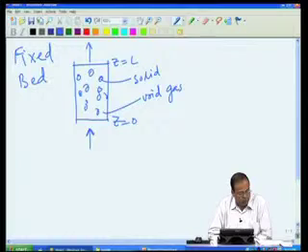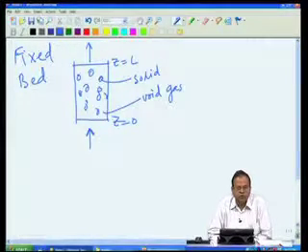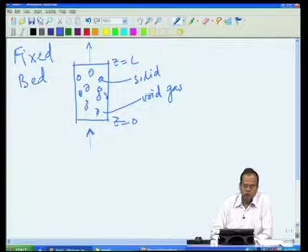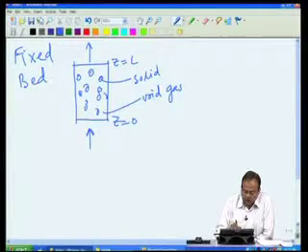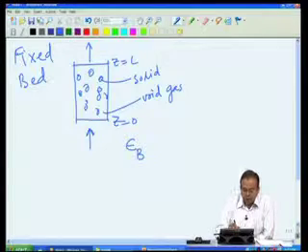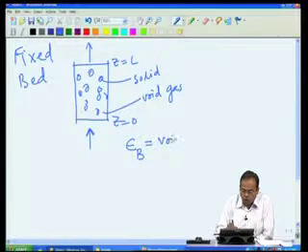So, in this particular case we have to now acknowledge the presence of these solids in this reactor. To do that, let us start defining a few quantities. Let us say that epsilon b is the voidage of the bed.